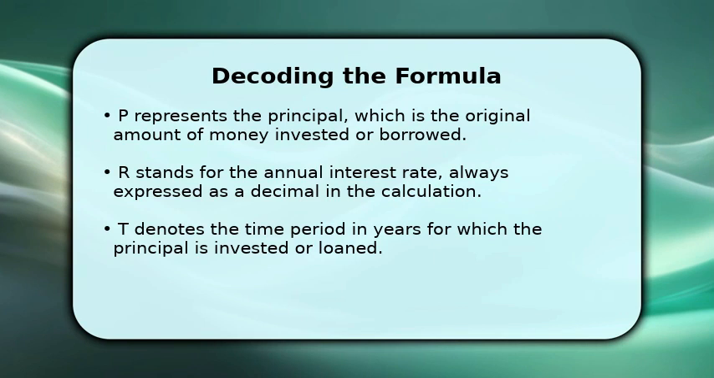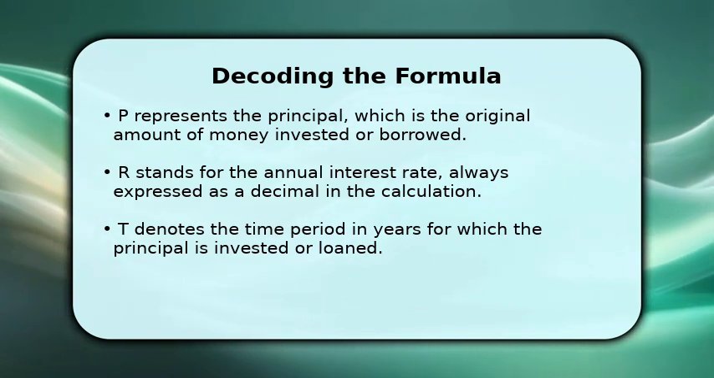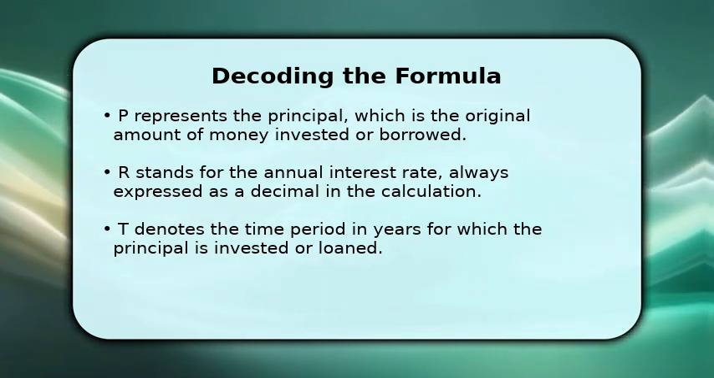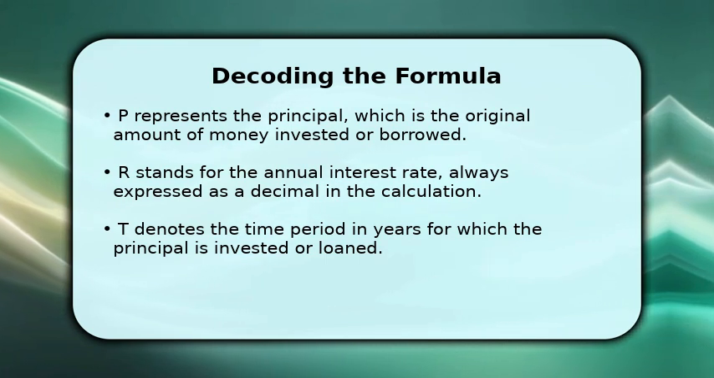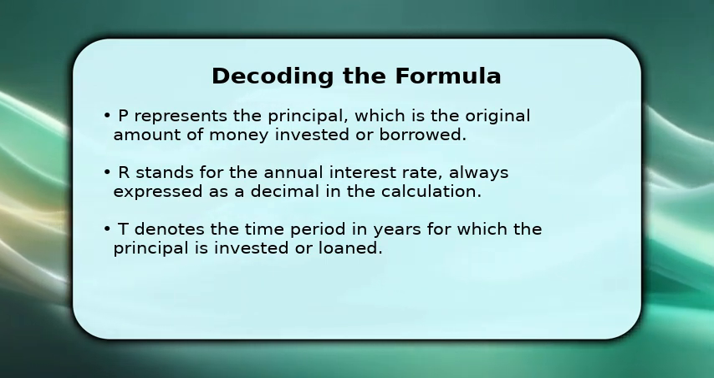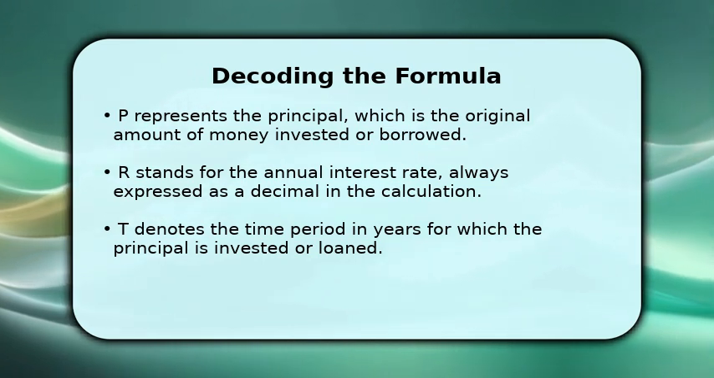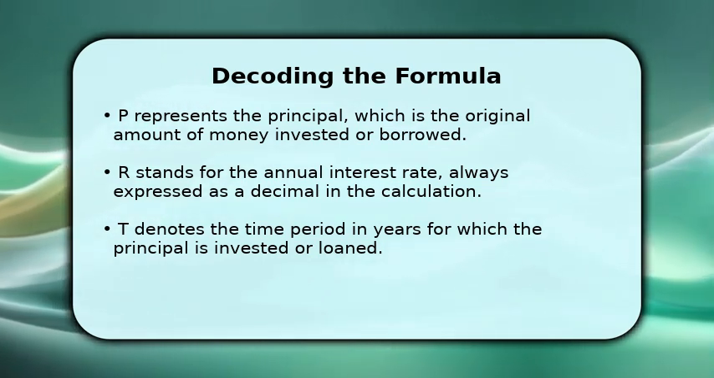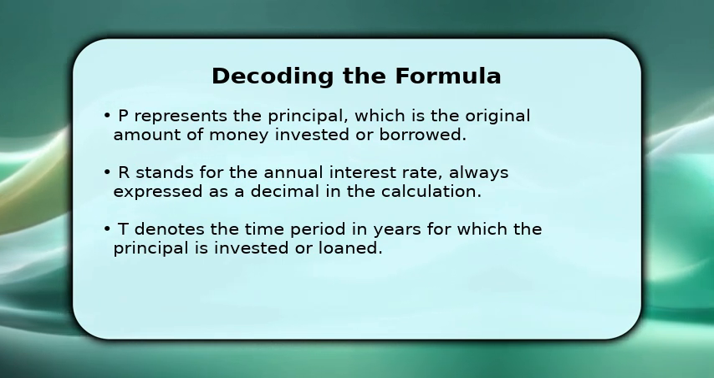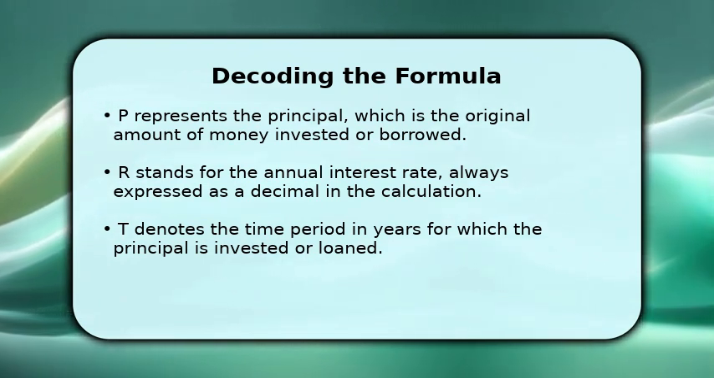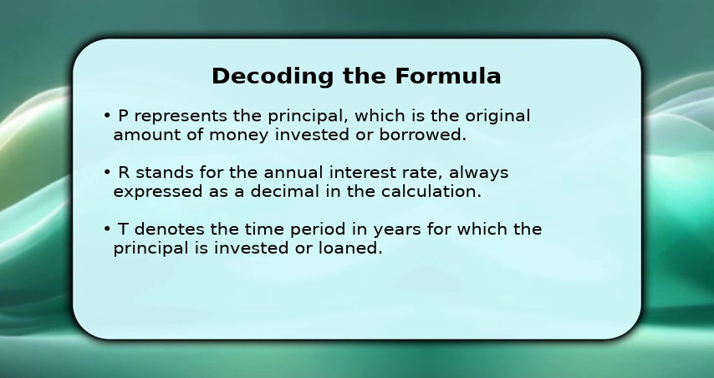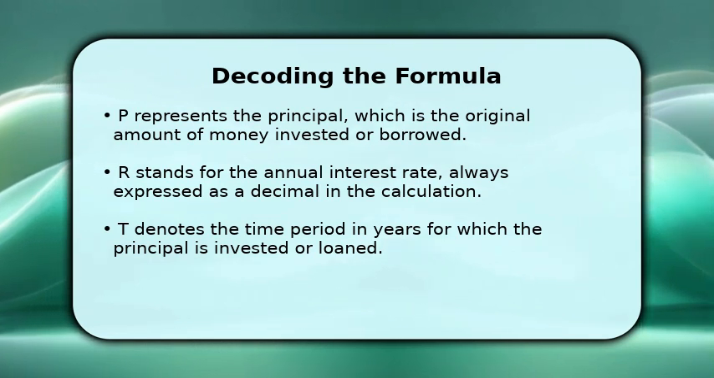Understanding each part of the formula, I equals P times R times T, is crucial. P is your principal, the initial sum. R is the annual interest rate, and it's vital to convert percentages to decimals. For example, 5% becomes 0.05. Finally, T is the time in years. If your time is in months, divide by 12 to convert it to years for accurate calculation.